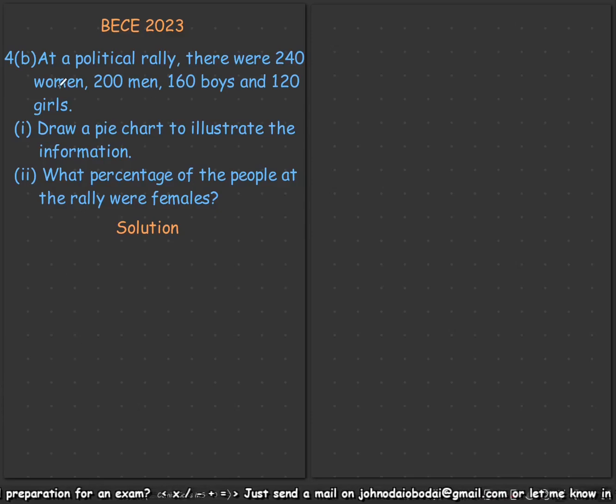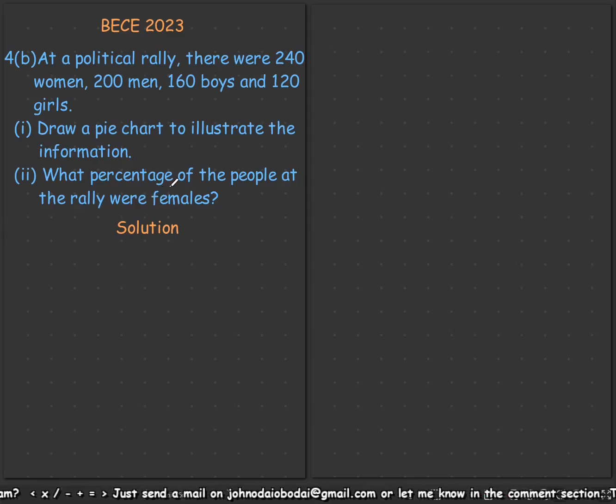Now as you can see it says at a political rally there are 240 women, 200 men, 160 boys and 120 girls. Draw a pie chart to illustrate the information, and then it goes on to ask what percentage of the people at the rally were females.